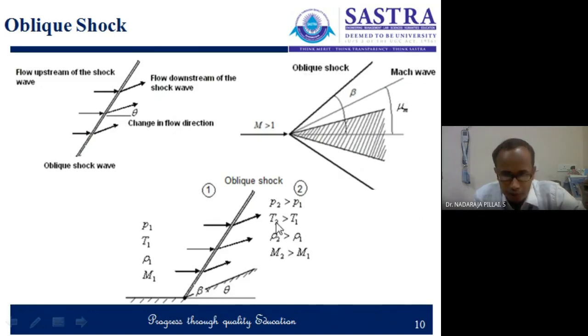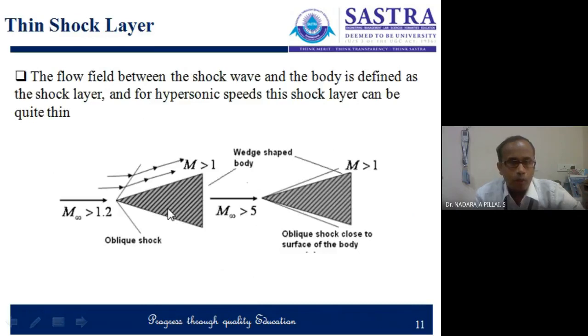So there is a formation of a shock wave, and for this oblique shock, the characteristics before the shock wave are P1, T1, rho 1, and M1. After the shock, we consider P2, which is greater than P1, T2, which is greater than T1, rho 2, that is the density, which is greater than rho 1, and the Mach number M2, which is less than M1. Theta is the wedge angle, and beta is the shock angle. Now, the flow field between the shock wave and the body is defined as the shock layer. That is very clear now, right?